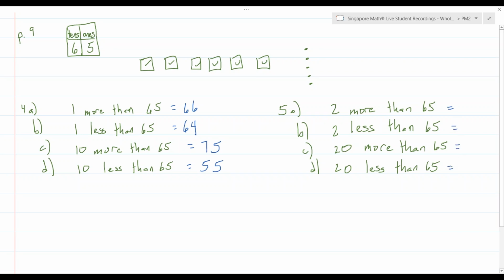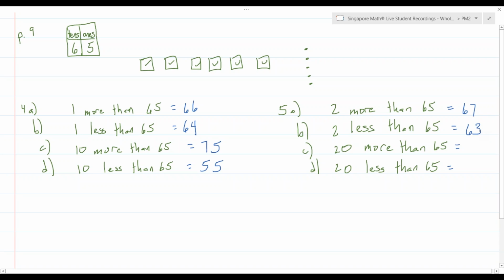What if you paused the recording and answered those questions and then turned it back on to see if we get the same answers? 2 more than 65 means I'm going to still have 6 tens, but instead of 5 ones, I'll have 7 ones. 2 less than 65 means I'll still have 6 tens, but instead of 5 ones, I will go down to 3 ones.